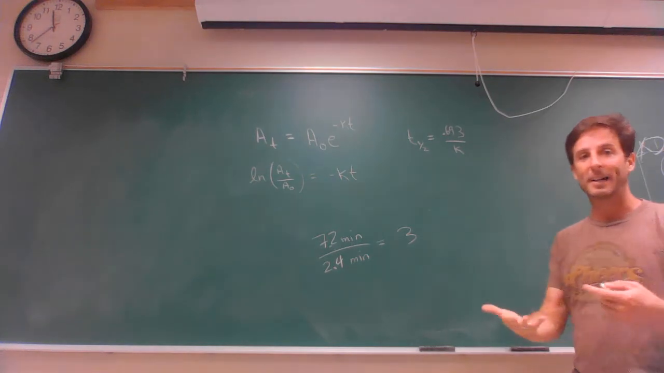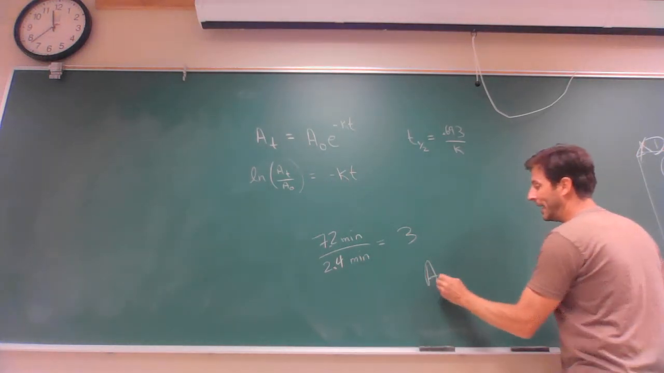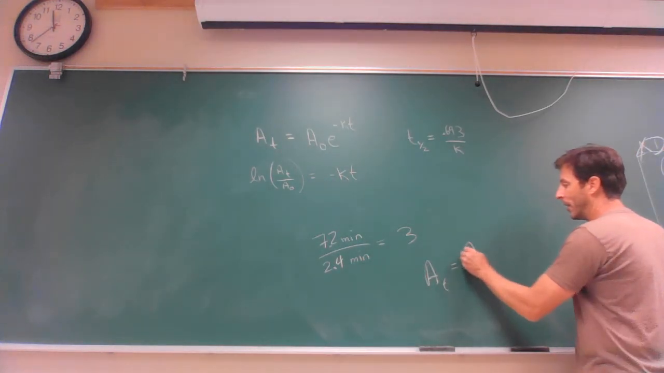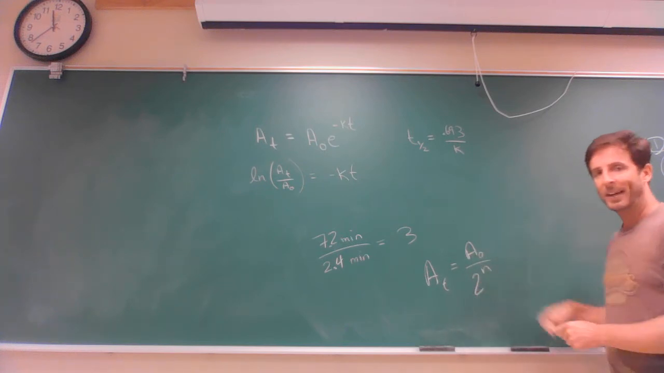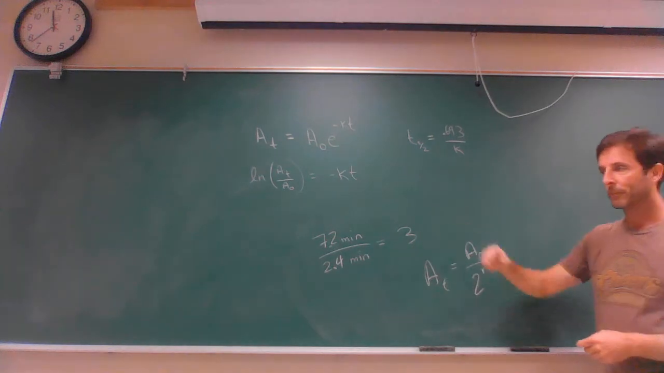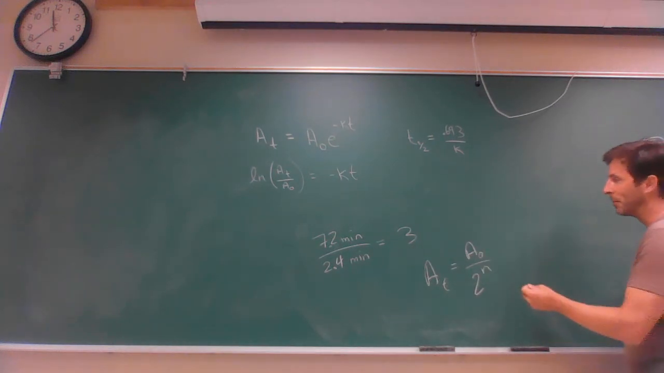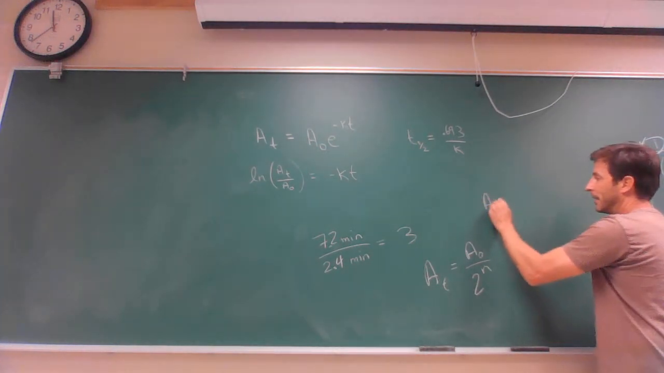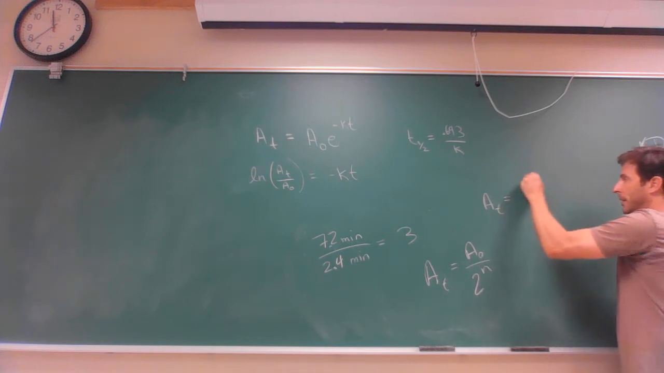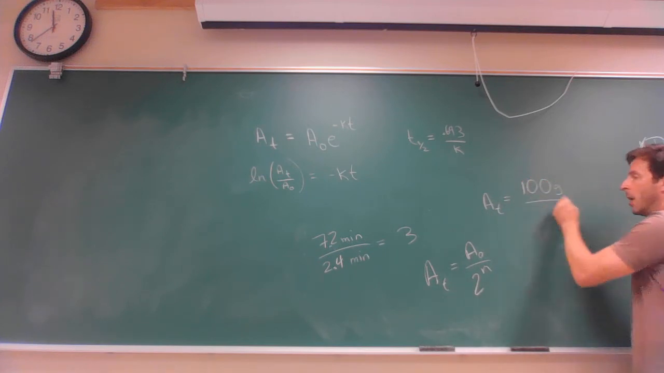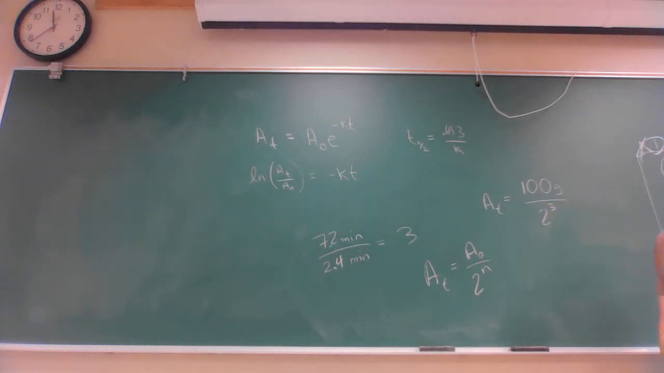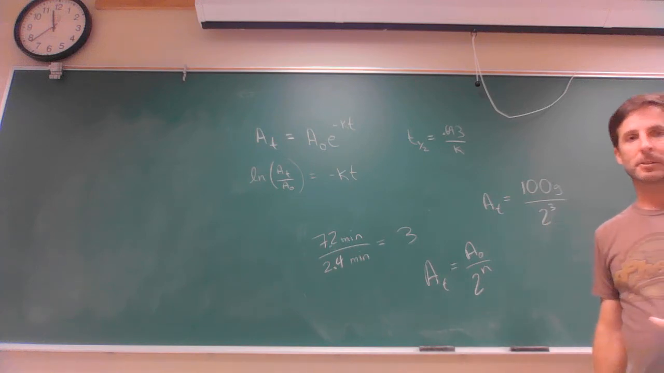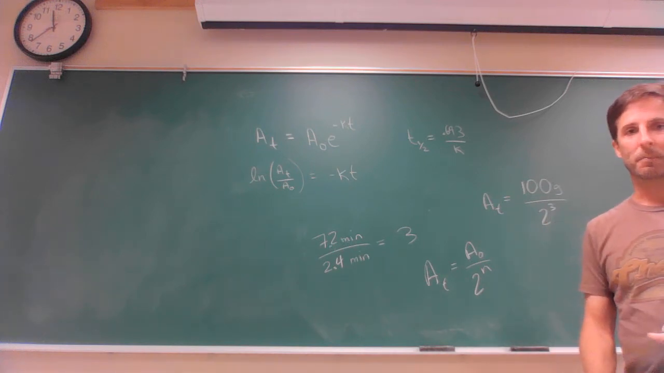So I could use my simple equation, AT equals A0 over 2 to the n, and the n value is going to be 3. All right? So I'm going to plug my numbers in. AT equals 100 grams over 2 to the third. And if you divide that out, 100 divided by 8, it's going to be 12.5 grams. So that's the answer to that problem.